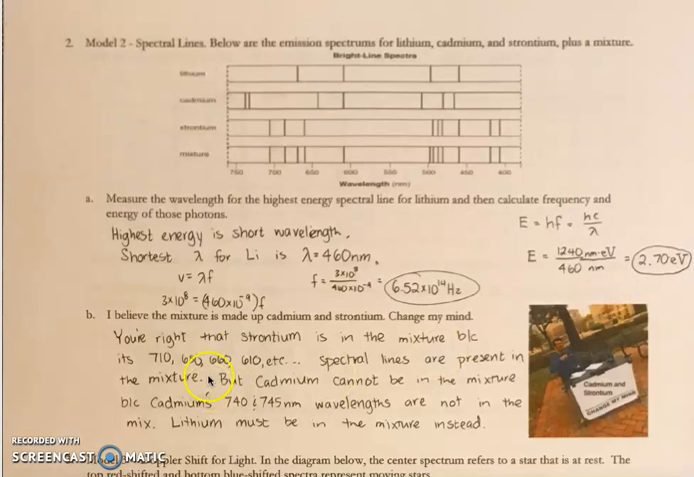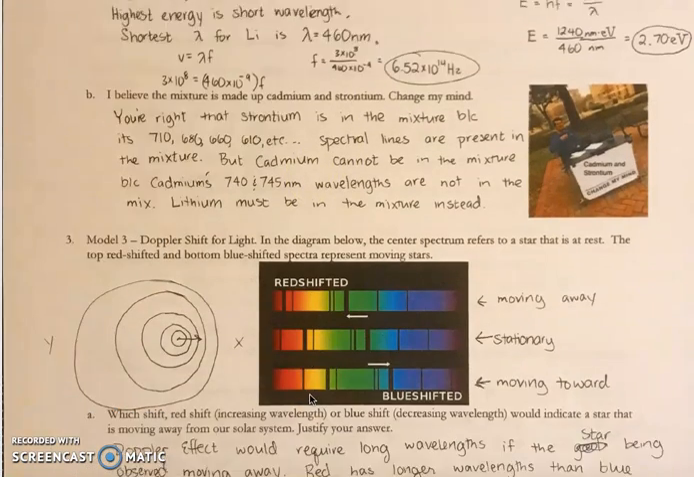Just like yesterday, in order to figure out what materials are in this mixture, I'm going to match up the lines. And in this case, I see strontium has 1, 2, 3, 4, 5, 6, 7, 8. All of its spectral lines show up in the mixture, so strontium's in there. But it can't be cadmium because see this pair of lines right here? Those energy levels don't show up in the mixture, so it can't be cadmium. But if I pair up lithium, lithium's 1, 2, 3, 4 spectral lines are in the mixture, so lithium must be in there.